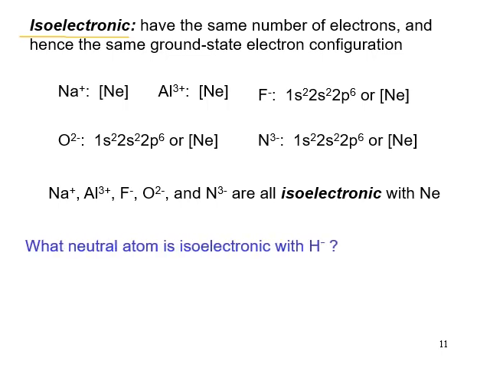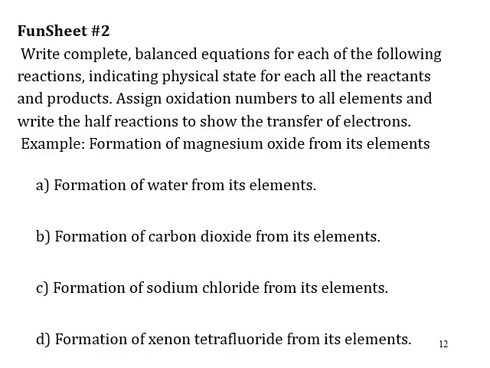So here's a little game. What neutral atom is isoelectronic with hydride? Hydride is 1s2. Well, who is 1s2? I'm going for helium. And there it is, helium.